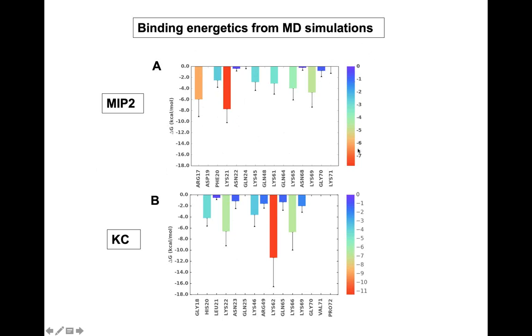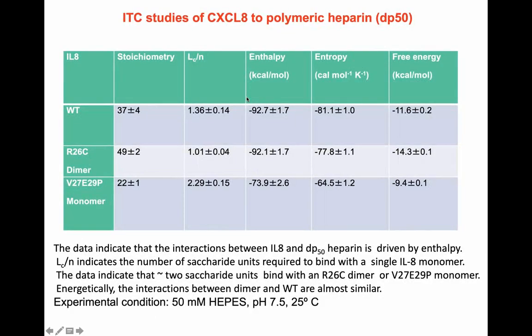Also, if you look at the scale, here it goes from 0 to -7, here it goes from 0 to -11. K62 in question plays the most prominent role for this one, along with these two residues, whereas here it's more evenly distributed. We also did some studies using polymeric heparin.